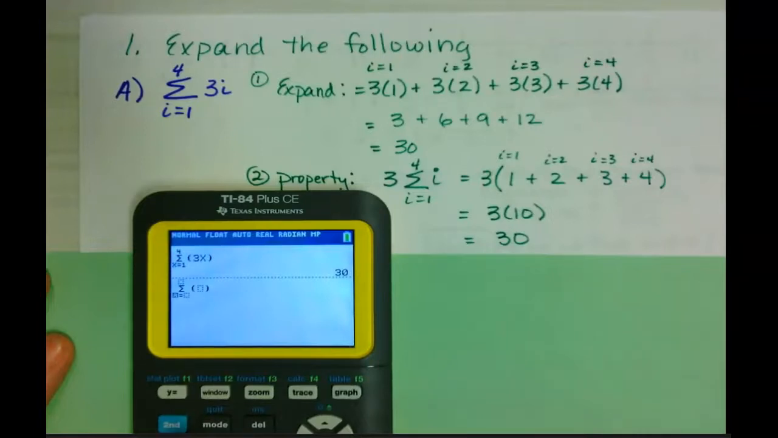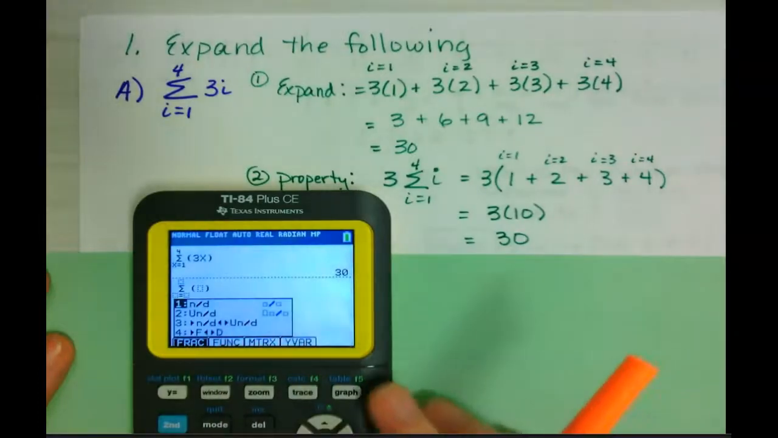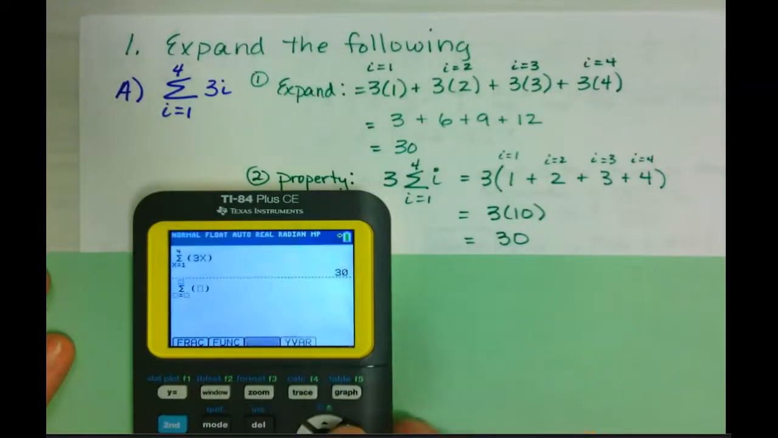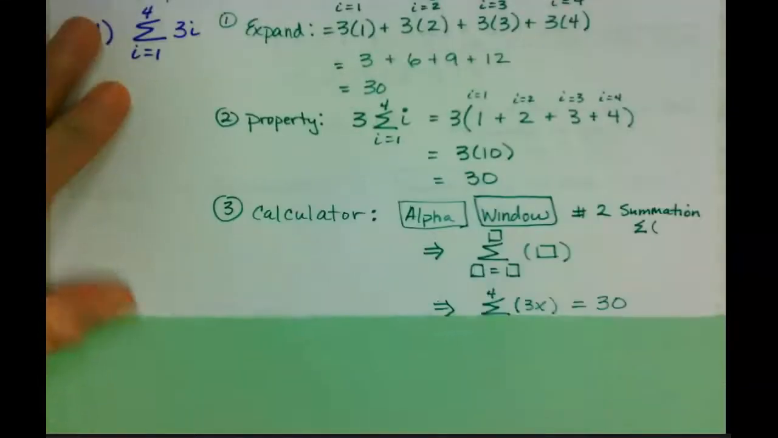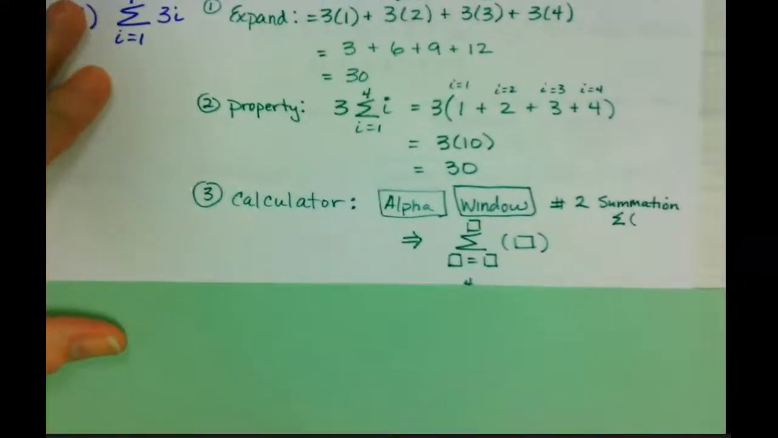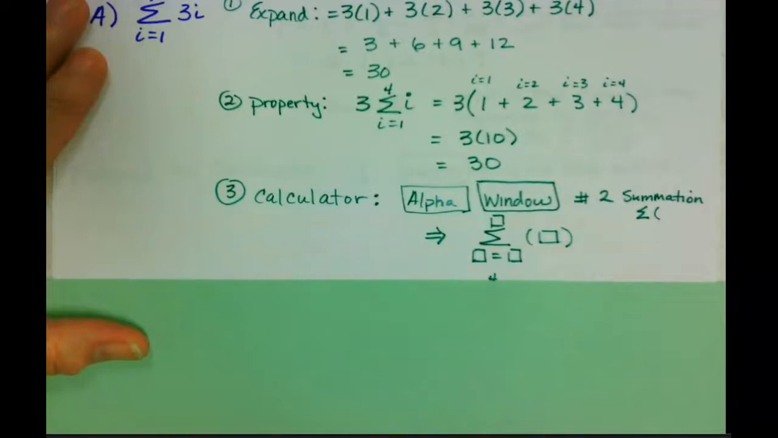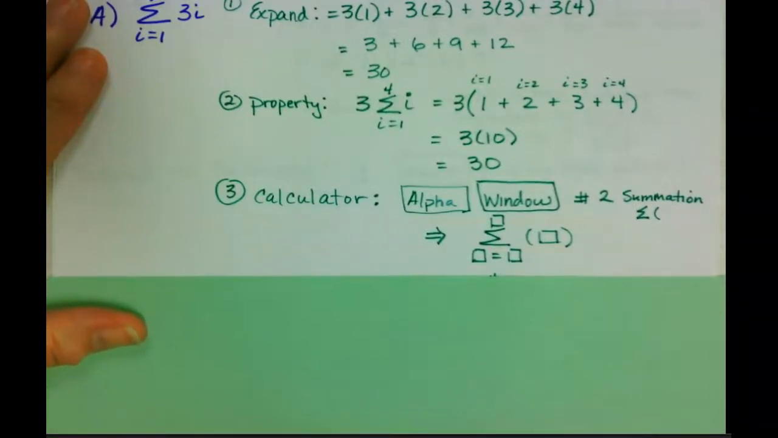I typically use the alpha menus because even if I forget something, I can go alpha y equals, and I can just arrow over and hop through the menus if I forgot where something is that I need. So that can be helpful. All right, so now we know how to do it on the calculator. So if you want to put it in your notes, the alpha window option is for the number 2 summation. You could also do math 0.